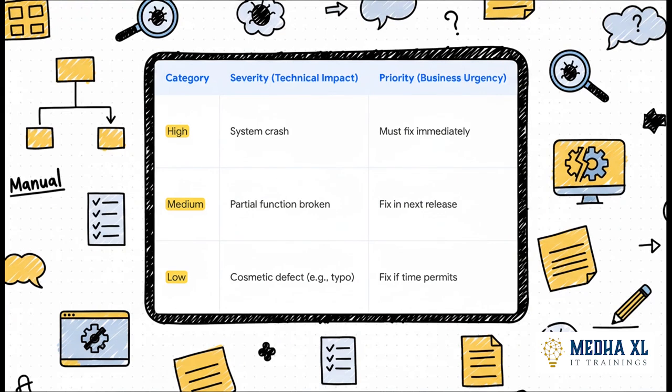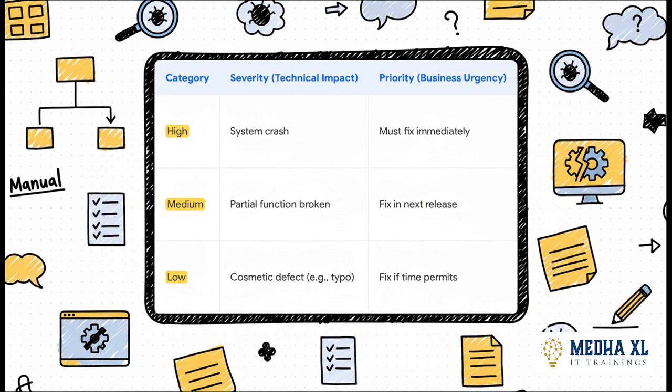Now, here's a crucial point. Not all bugs are created equal. This table breaks down the critical difference between severity and priority. See, severity is all about the technical impact, like does it crash the entire system? But priority is about the business urgency.